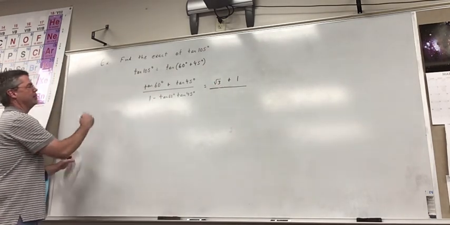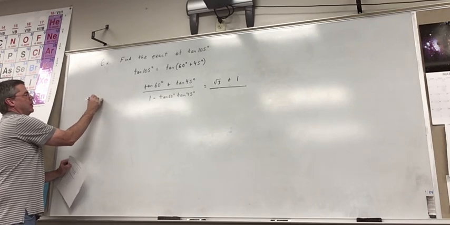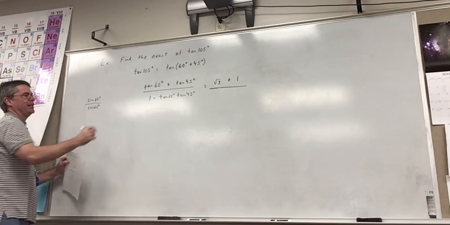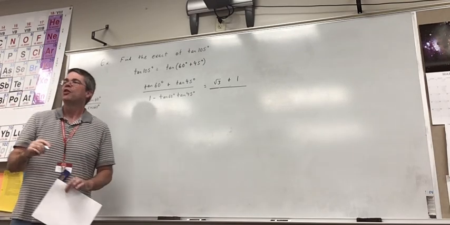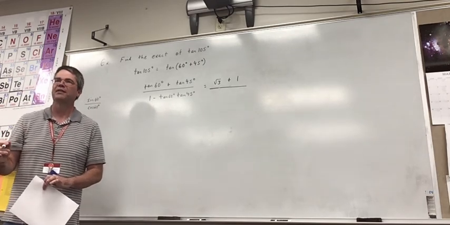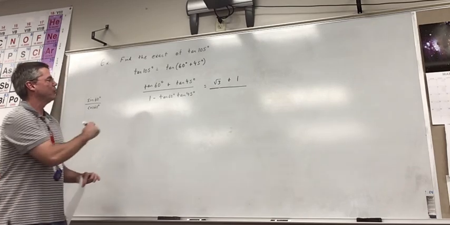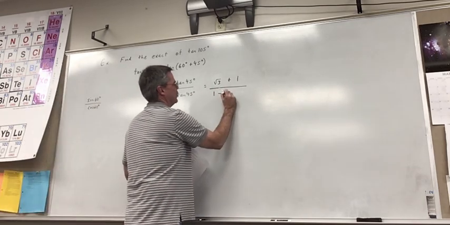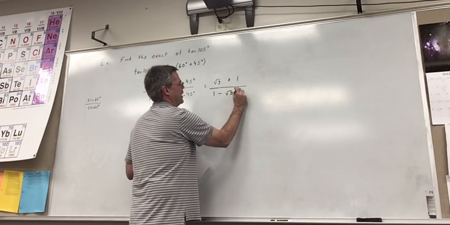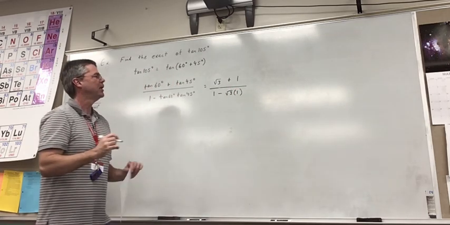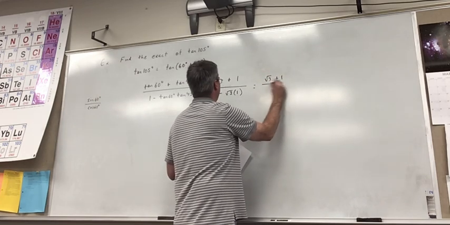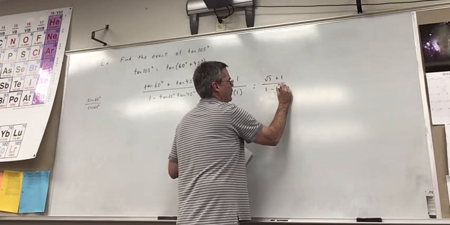But you can do sine of 60 degrees over cosine of 60 degrees, and after you boil all that down, you'll get root 3. Tangent of 30 degrees is root 3 over 3. Okay. So then that would be 1 minus tangent of 60, which is root 3, and tangent of 45 is 1. So I would have root 3 plus 1 over 1 minus root 3.